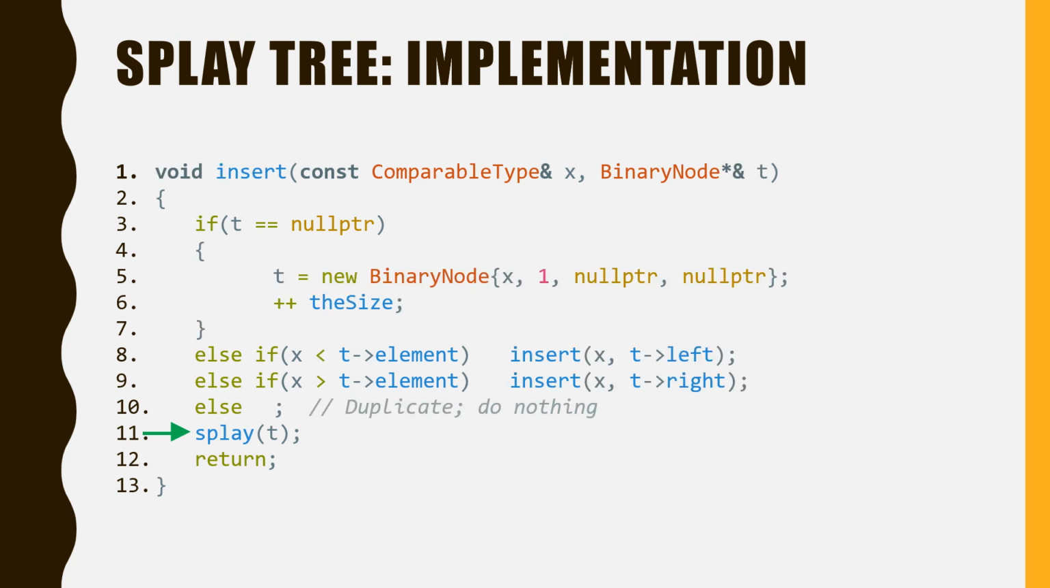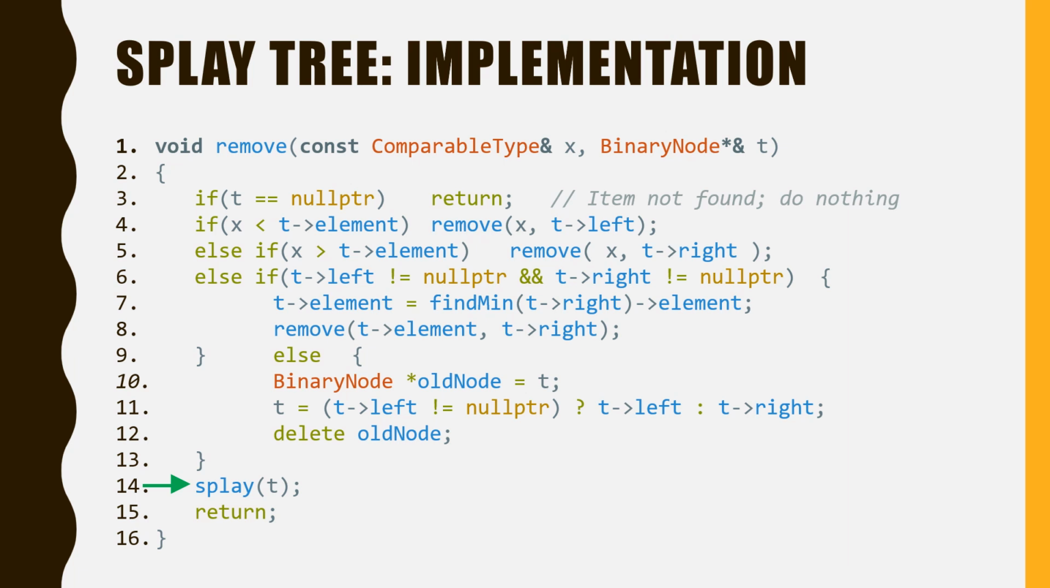For the insertion operation, we just replace the balance function with the Splay function. This is shown in line 11 of the provided code. Similarly, for the deletion operation, we replace the balance function with the Splay function. This is shown in line 14 of the provided code.